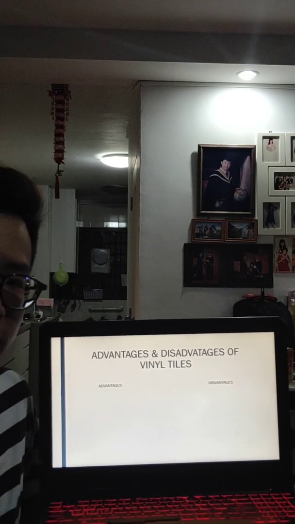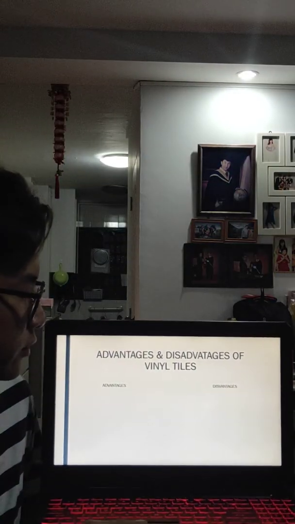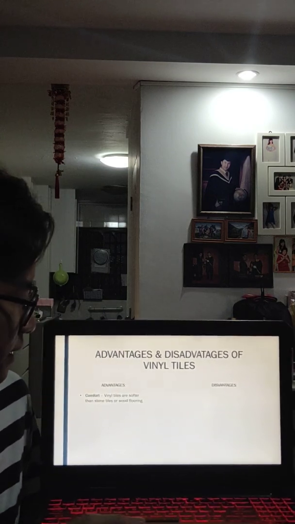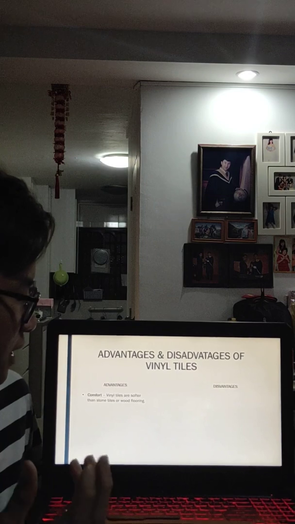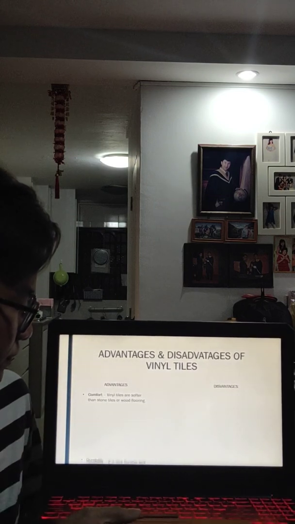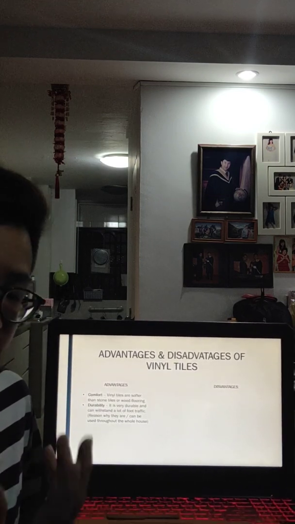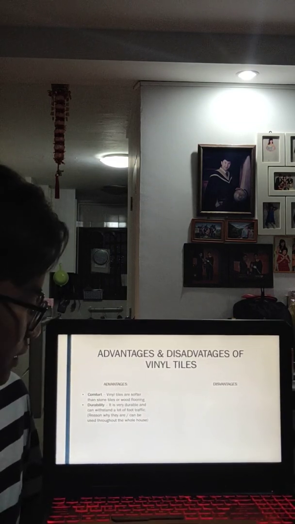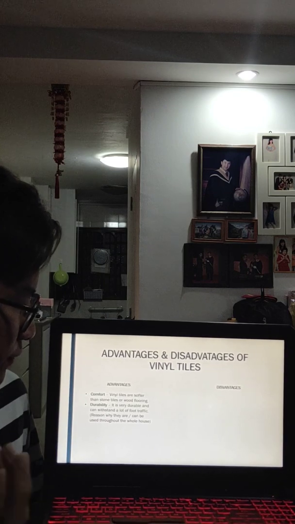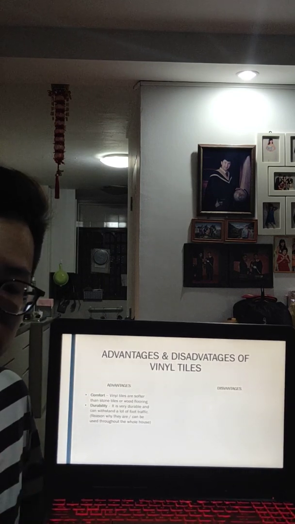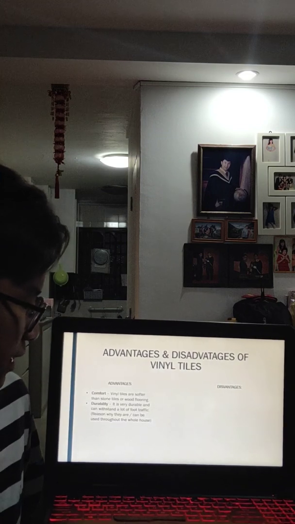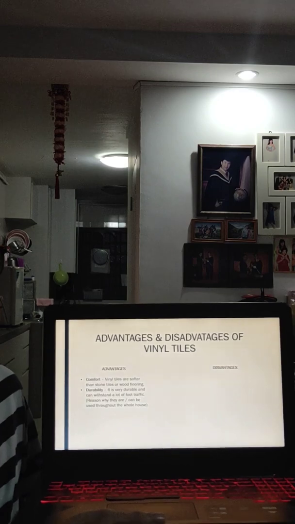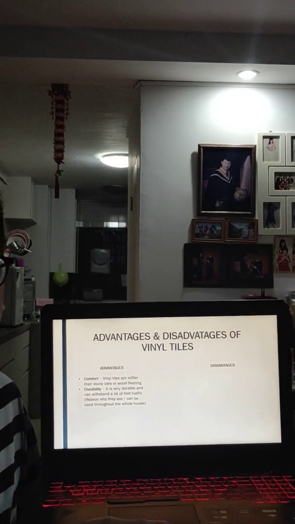So what are the advantages and disadvantages of vinyl? The advantages are that it's comfortable, the tiles are soft, okay, and the durability. So vinyl are very durable in terms of the vinyl that can withstand heavy foot traffic, and they can be used throughout the whole house. So it doesn't have to be that only your kitchen or the bathroom have to be in vinyl.